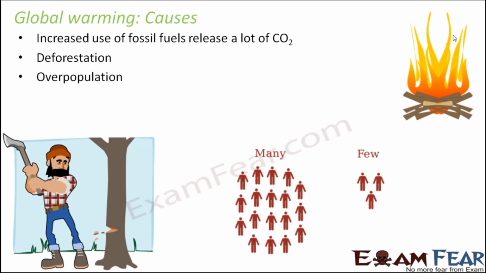Overpopulation. So overpopulation means the need for everything increases. You need more furniture, so for that you are cutting down more forests; you need more energy sources, so you are using more and more fossil fuels, you are burning more fossil fuels. So overpopulation is like a common cause for all of these problems.